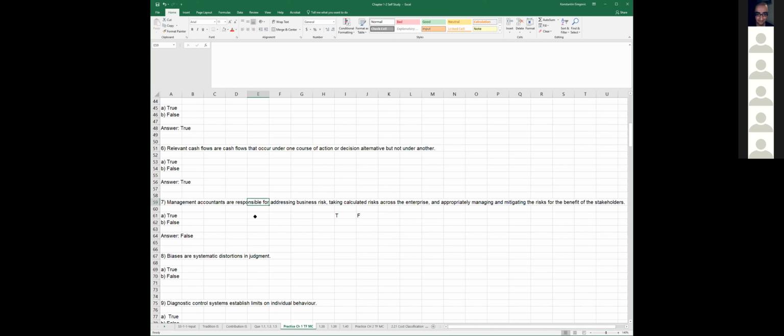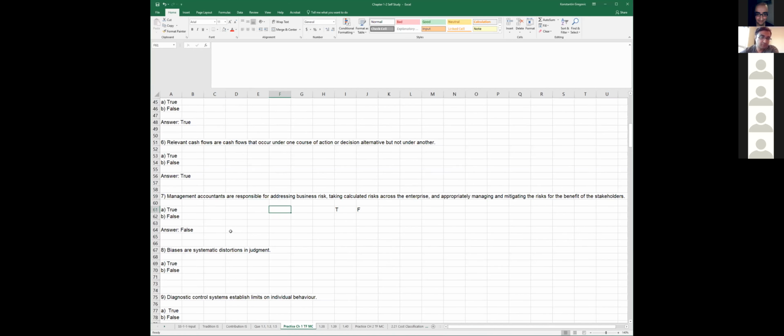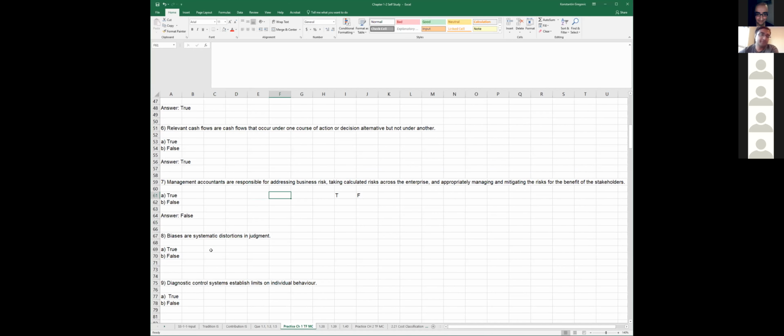Is it because management accountants are not in that position, rather than CEOs or something like that? It would be more of a CEO level. Yeah, no. I think they don't mitigate the risk for the benefit of the stakeholders. Right. Management accountants don't mitigate risk for the benefit of stakeholders. They mitigate risk for the benefit of the organization. Right, correct. Yeah, I agree. So I should have read that more carefully.